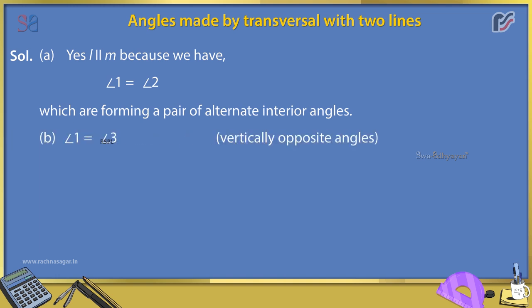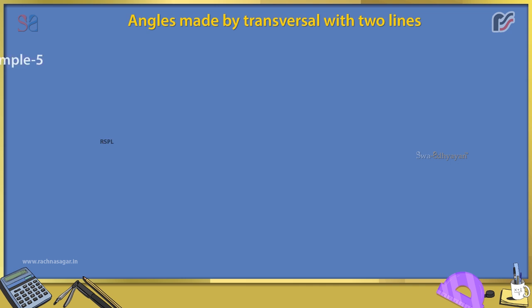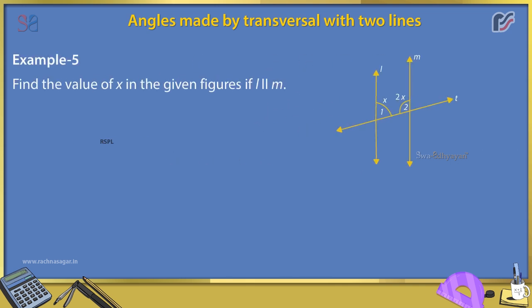B. Angle 1 is equal to angle 3, vertically opposite angles. Therefore, angle 3 is equal to 120 degrees. Angle 2 plus angle 3 is equal to 60 degrees plus 120 degrees, which is equal to 180 degrees. Since angle 2 and angle 3 are consecutive interior angles and their sum is 180 degrees, the lines L and M are parallel.